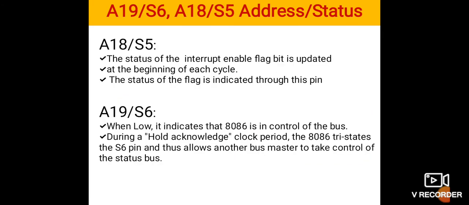Coming to the address lines A19 and A18, which are multiplexed with the status lines S6 and S5 respectively. A18/S5 will tell you the status of the interrupt enable flag bit, and it is updated at the beginning of each clock cycle. And A19/S6, when it is low, will indicate that 8086 is in control of the bus. During a hold acknowledge clock period, the 8086 tri-states this S6 pin and allows another bus master to take control of the bus.